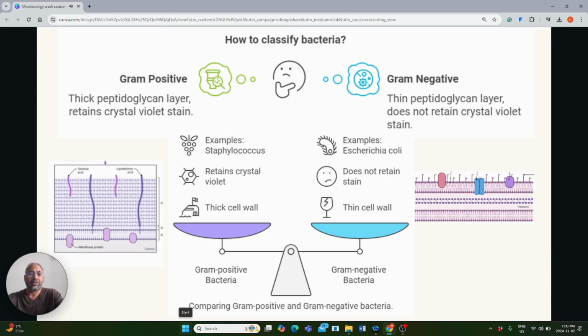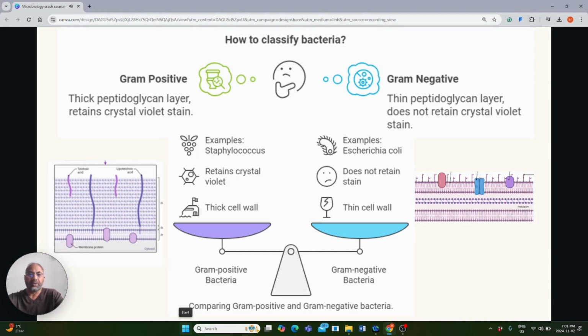So what are the gram positive and why are they called gram positive? They are called gram positive because they have a thick peptidoglycan layer, and this layer causes retention of the primary stain. There are basically two stains used for this staining technique. One is the primary stain, which is purple, and the secondary stain, which is pink. Let me repeat that.